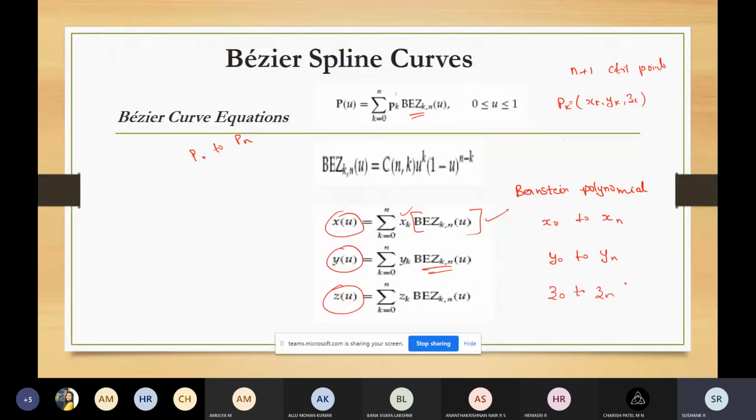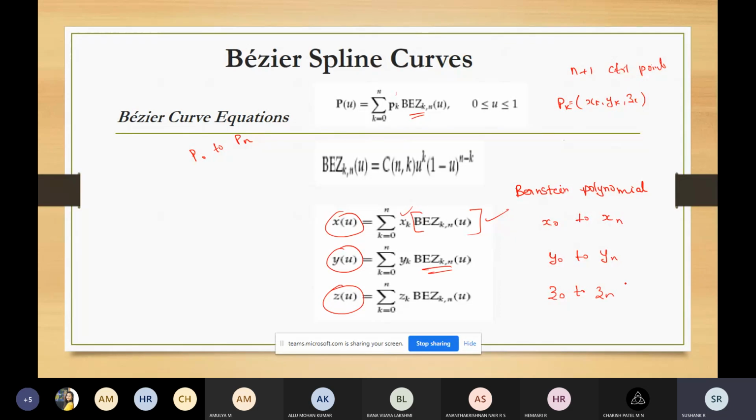So these are the three parametric equations: x of u, y of u, z of u. They are the parametric equations for the individual curve coordinates, which are represented by x of u, y of u, and z of u. So this is with respect to the Bernstein curve equation.